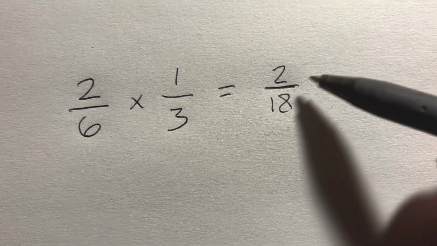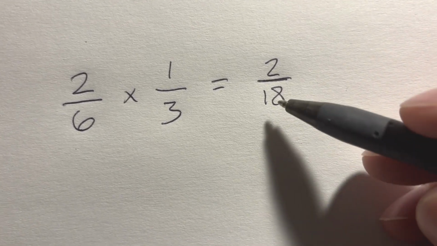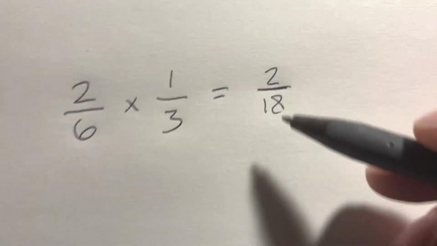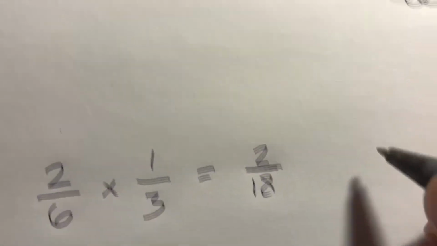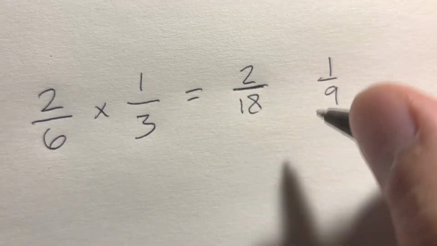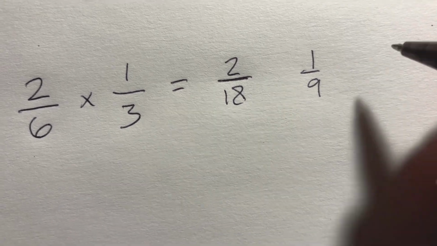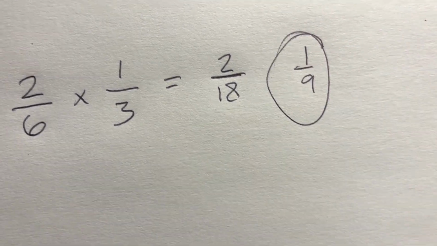And since this number could be simplified by 2, 2 could go into both of these, so divided by 2, it becomes 1/9. 2 divided by 2 is 1, 18 divided by 2 is 9. So that's the answer, simplified.